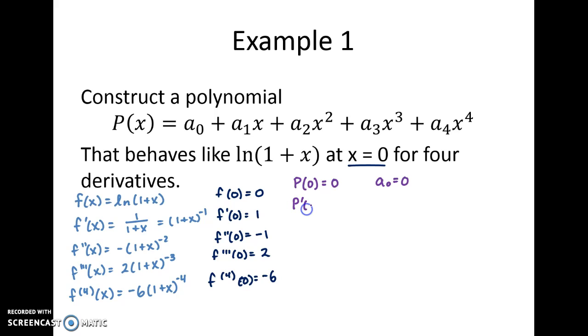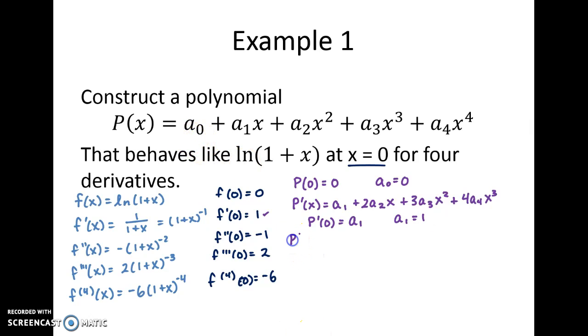Now we're going to take a derivative of p. If I take a derivative of a constant, it goes away. So I have a sub 1 plus 2 times a sub 2 times x plus 3 times a sub 3 times x squared plus 4 times a sub 4 times x to the third. So at 0, that polynomial is really just a sub 1. So that means that a sub 1 has to be 1. Okay, we already know 2 of our coefficients.